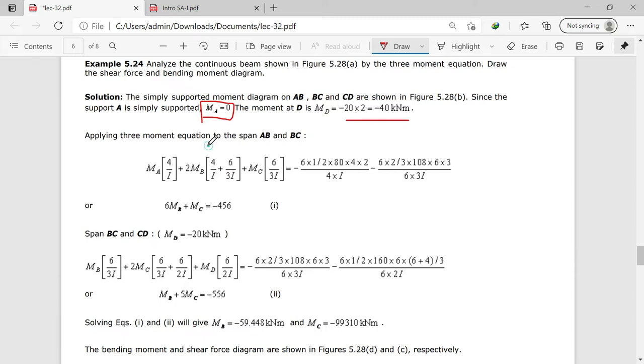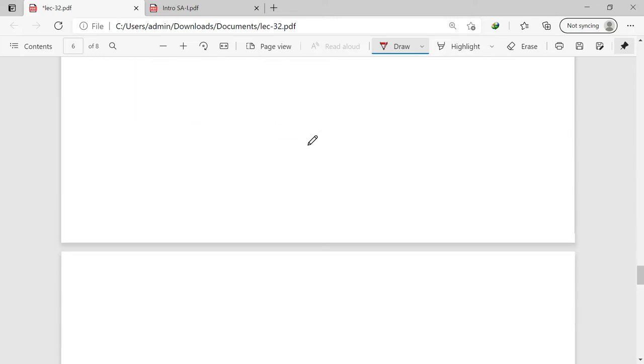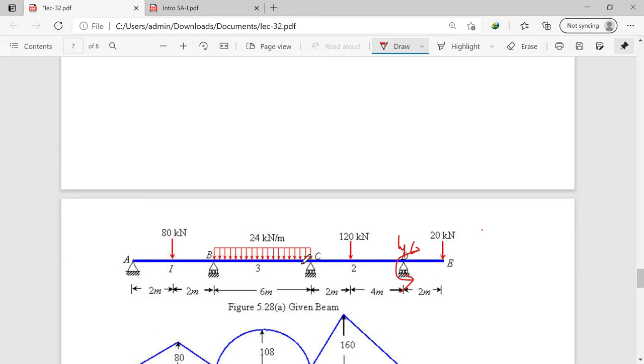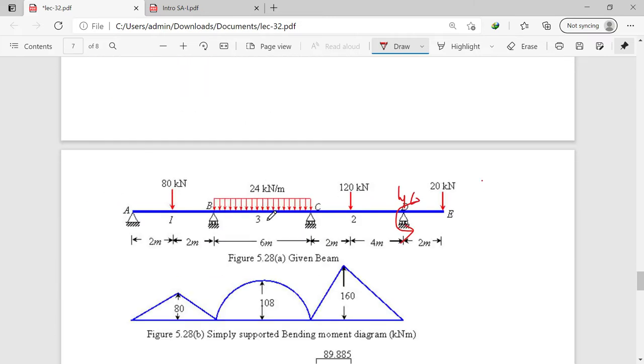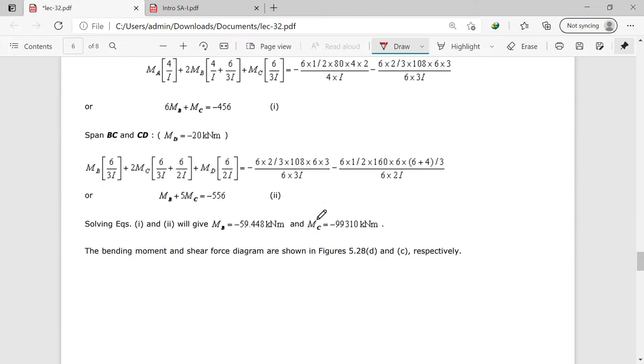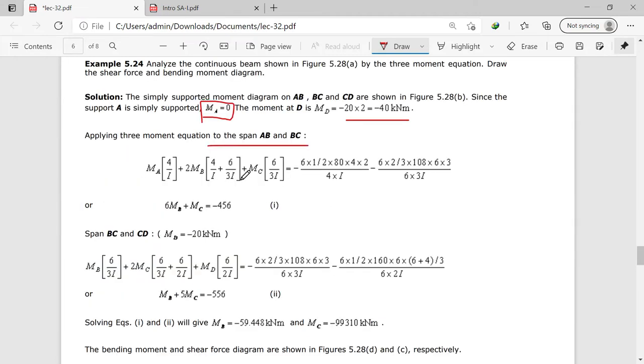Now apply the three moment theorem for spans AB and BC. Here the length is 4 meter, here the length is 6 meter. MA into 4 by I plus 2 times MB into 4 by I plus 6 by 3I, plus MC into 6 by 3I. This is the I factor: the I value here is 1, here it is 3, and here it is 2. So the different I values have to be incorporated in our calculations.